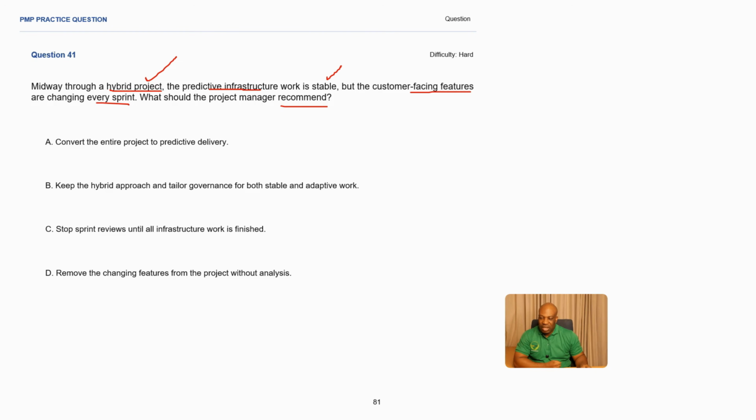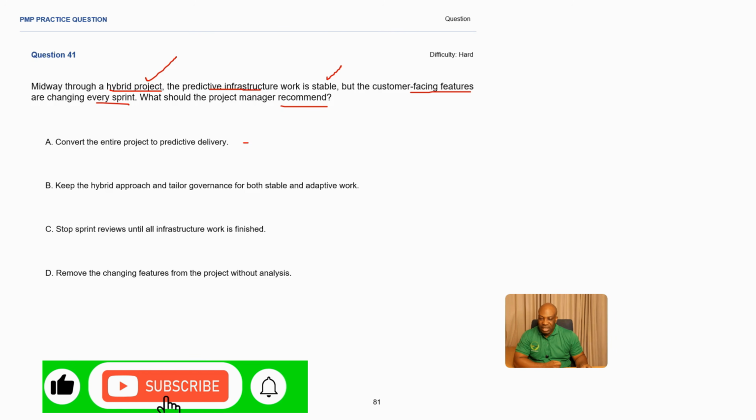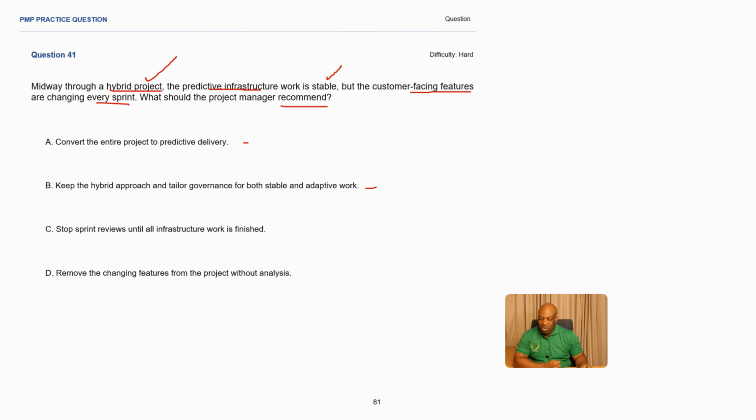So let us go through the answers now. Convert the entire project to predictive delivery. Okay, we'll just leave this one like that. Keep the hybrid approach and tailor governance for both stable and adaptive work. Okay, this one makes sense. Stop sprint reviews until all infrastructure work is finished. In a project, the good mindset, you don't stop anything. Otherwise, you're going to cause delay, and project managers are not supposed to cause delay. So we can eliminate this one straight away.